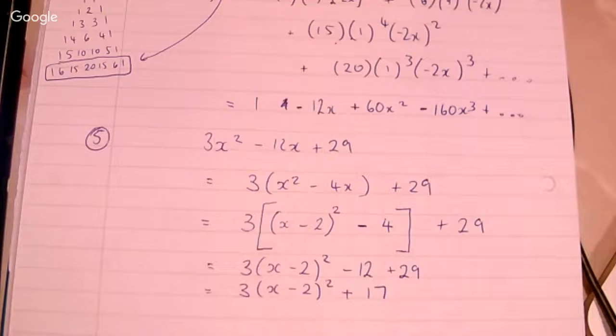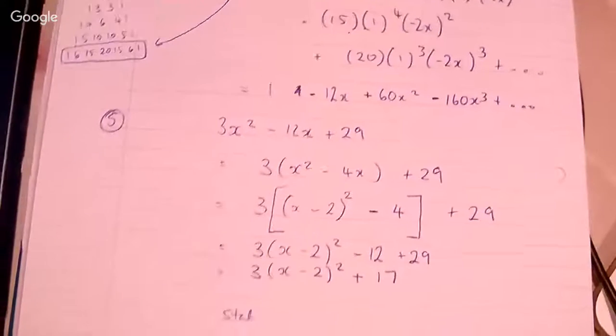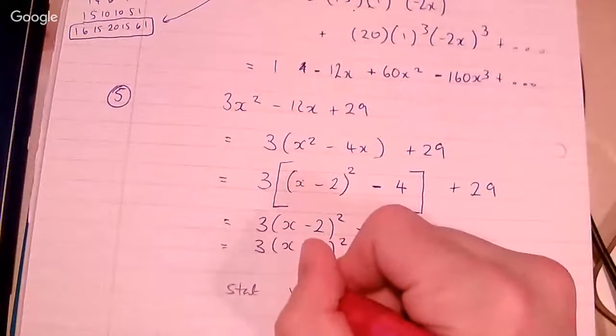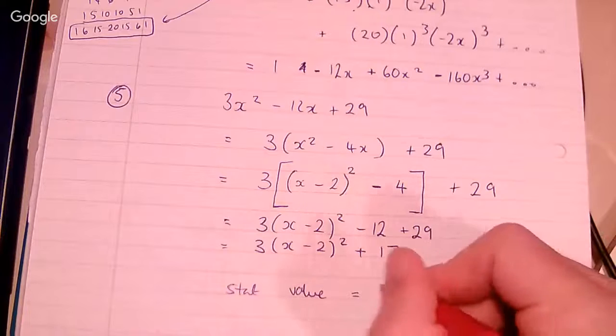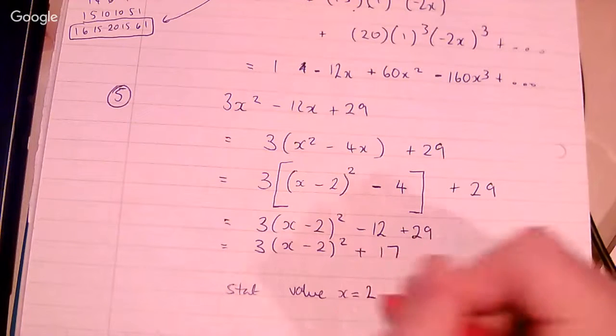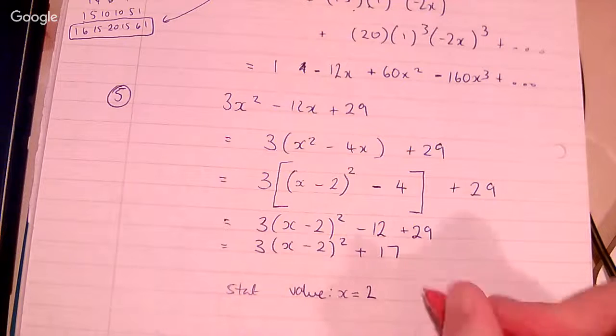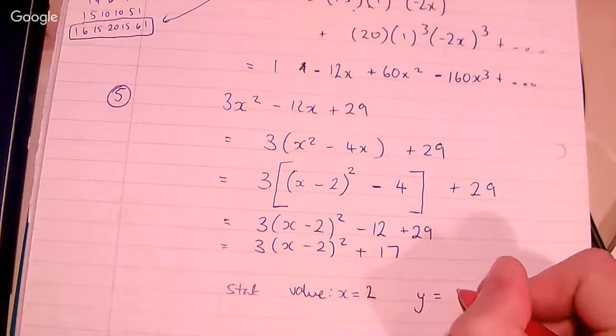Okay. In terms of part B, it says state, using your answer to part A, write down a stationary value. So the stationary value is always whatever makes this bracket 0. So it would be stationary value equals, so what makes that bracket 0? That's when x is 2. And then y is whatever's left over. So if that is 0, that would be 3 times 0, so that's gone. It's just plus 17, so y is equal to 17.